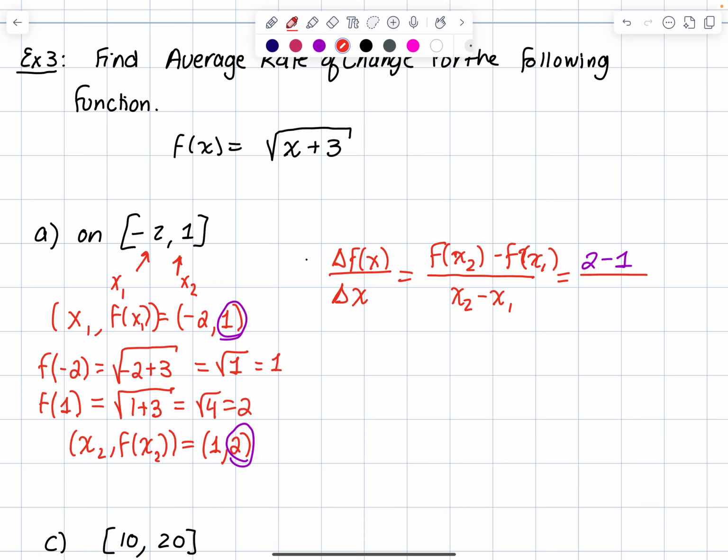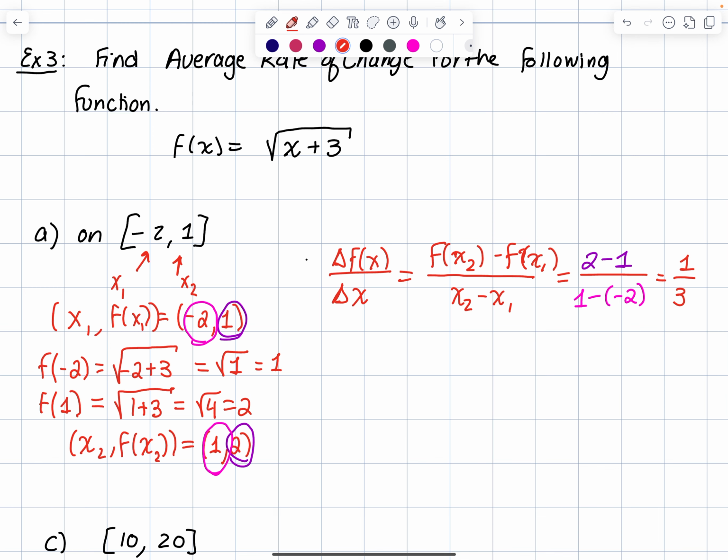Now we're going to switch back, and I'm going to calculate x2, 1, minus negative 2, minus 2, which gives me 1 over 3. So it's increasing on average by 1/3 in that interval, which means that the distance between the points in that interval is 1/3. So on average, the distance is 1/3.